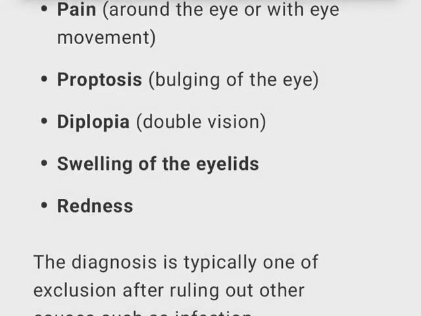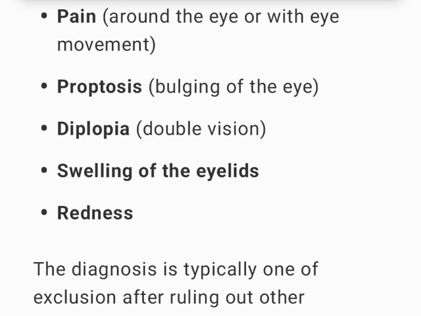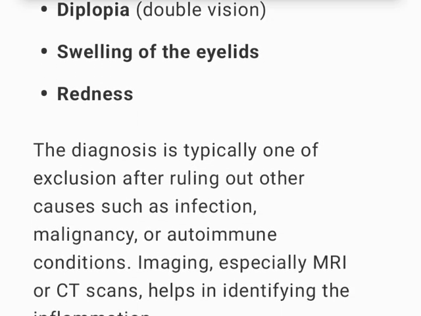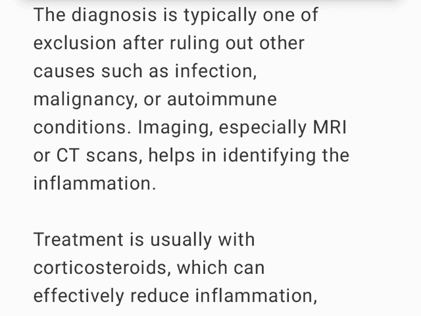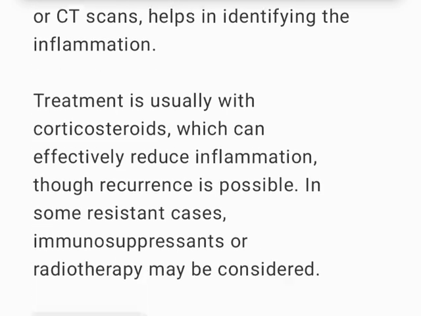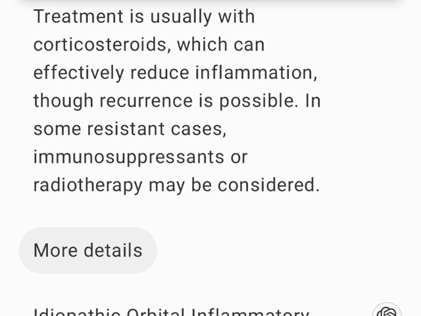and often presents with acute symptoms such as pain around the eye or with eye movement, proptosis, bulging of the eye, diplopia, double vision, swelling of the eyelids, redness. The diagnosis is typically one of exclusion after ruling out other causes such as infection, malignancy, or autoimmune conditions. Imaging, especially MRI or CT scans, helps in identifying the inflammation. Treatment is usually with corticosteroids, which can effectively reduce inflammation, though recurrence is possible. In some resistant cases, immunosuppressants or radiotherapy may be considered.